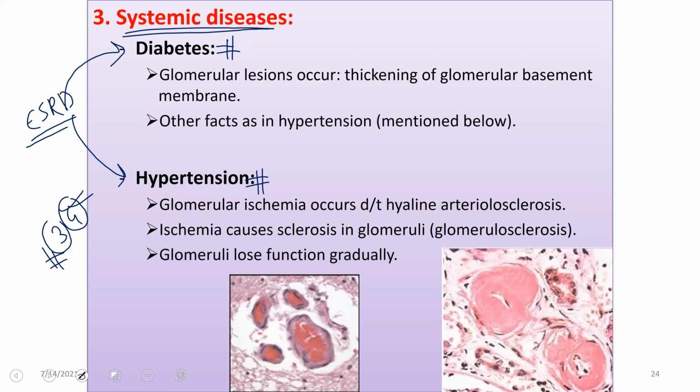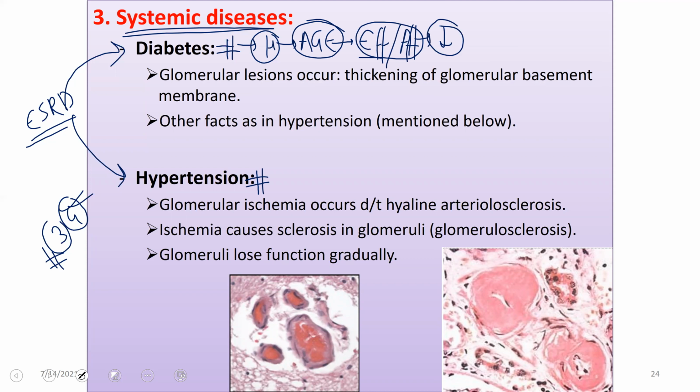So as we know, diabetes will also result in a chronic period of hyperglycemia, and this hyperglycemia will result in the formation of advanced glycation end products. This is a non-enzymatic glycosylation product that will especially deposit in the afferent arteriole as well as the efferent arteriole, and that will decrease the lumen of the blood vessel.